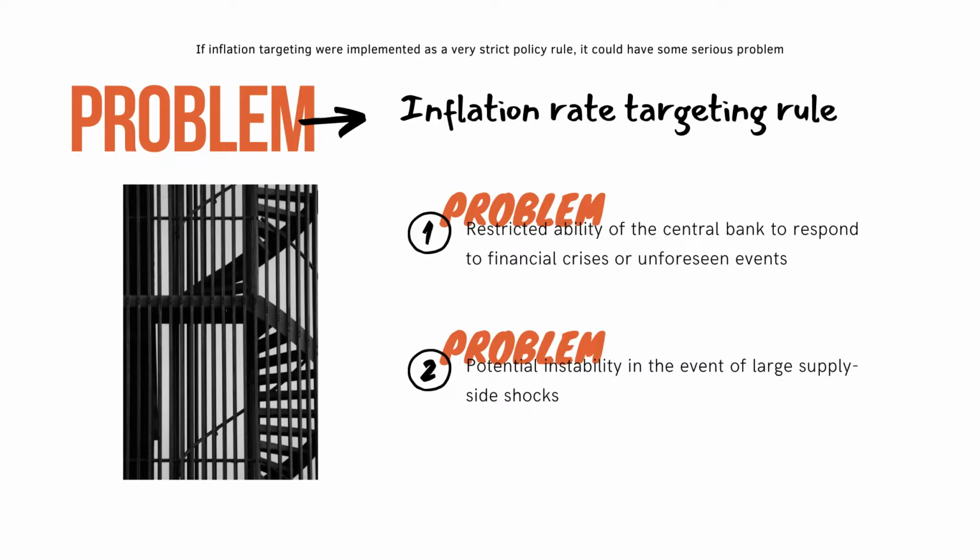If the inflation rate targeting rule were implemented as a very strict policy rule, it could have some serious problems. The first is the restricted ability of the central bank to respond to financial crises or unforeseen events. Second is potential instability in the event of a large supply-side shock. Besides that, the problem is a potentially poor outcome in employment, exchange rate, and other macroeconomic variables besides inflation.